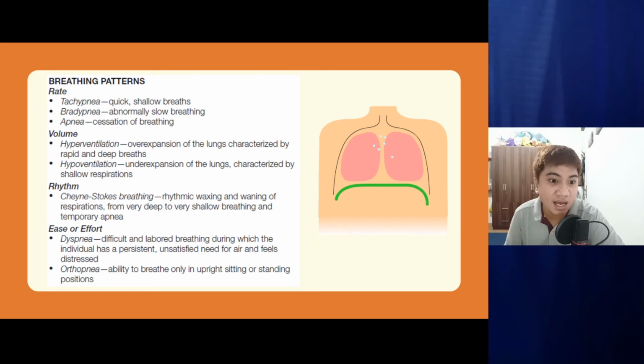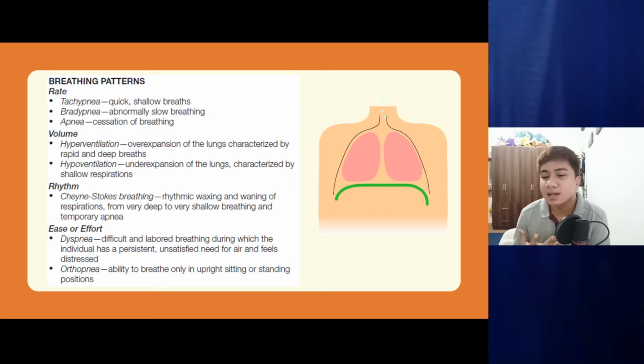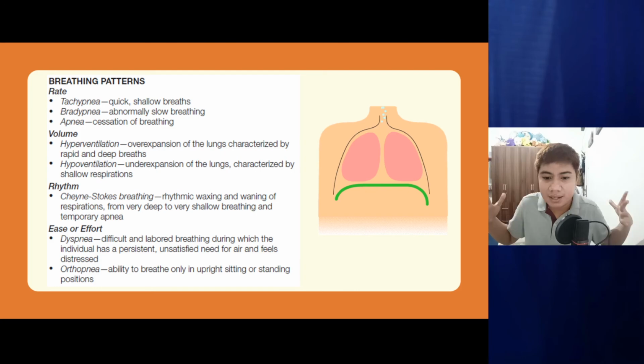Next is we have your volume. First, we have your hyperventilation. So, there is overexpansion of the lungs with rapid and deep breaths. So, what do we do? Use a paper bag to cover the nose and, after a while, breathing returns to normal.